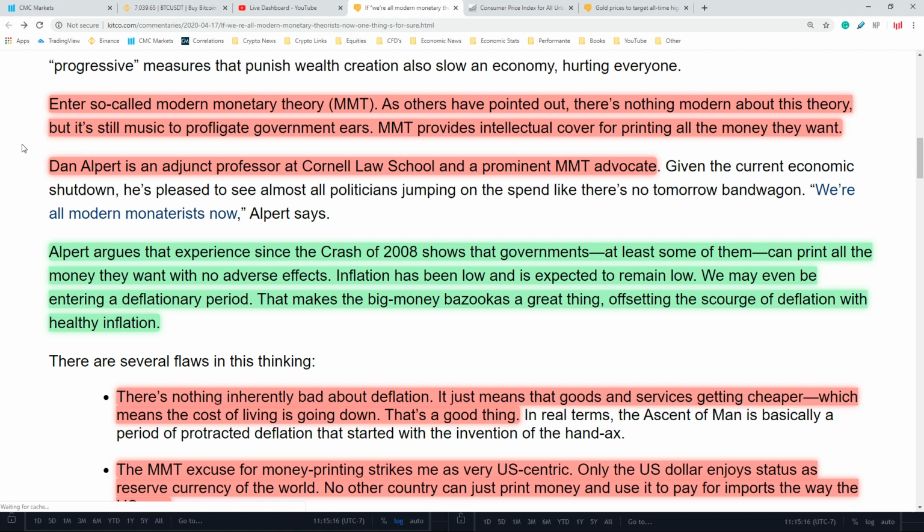There are seasons, there's winter, there's summer, there are minor capitulation cycles, there are cycles in almost everything, and what they're trying to do is basically change Mother Nature, change what nature really intended, and basically never have a recession through MMT. So what is this? Enter so-called modern monetary theory, or MMT. As others have pointed out, there's nothing modern about this theory, but it's still music to profligate government ears. MMT provides intellectual cover for printing all the money they want.